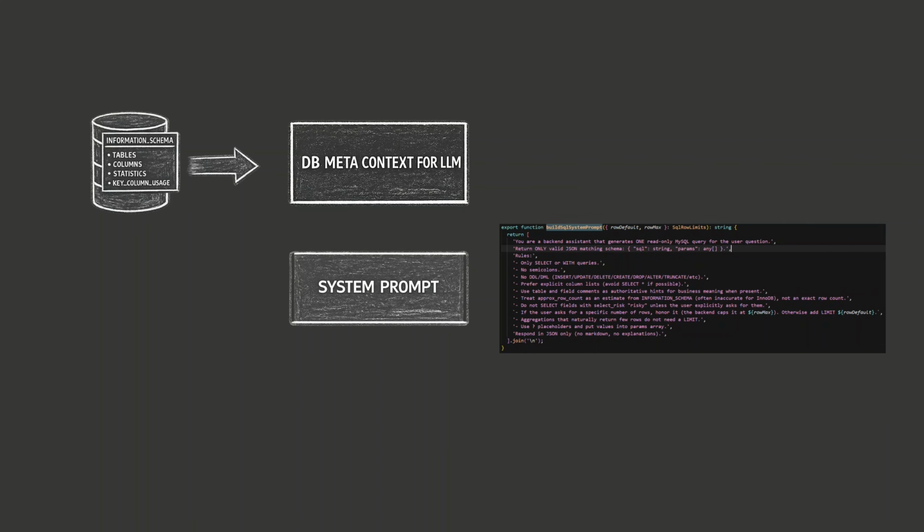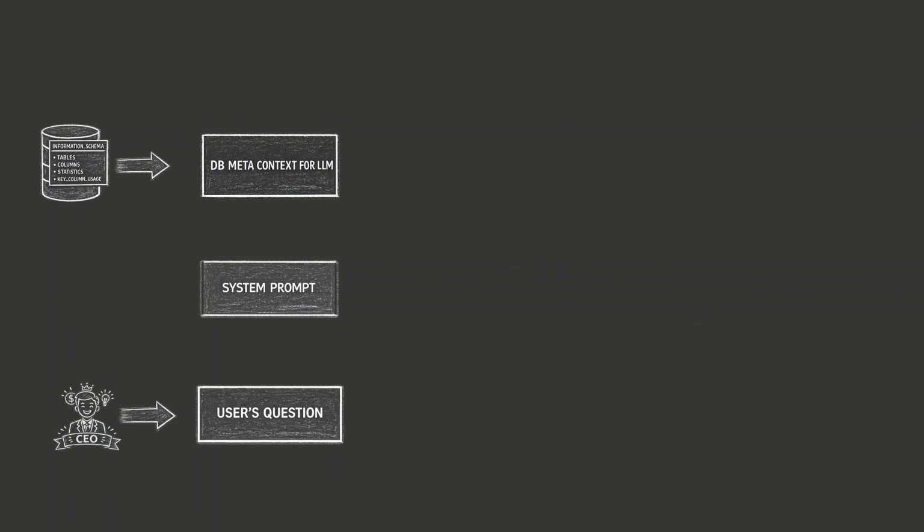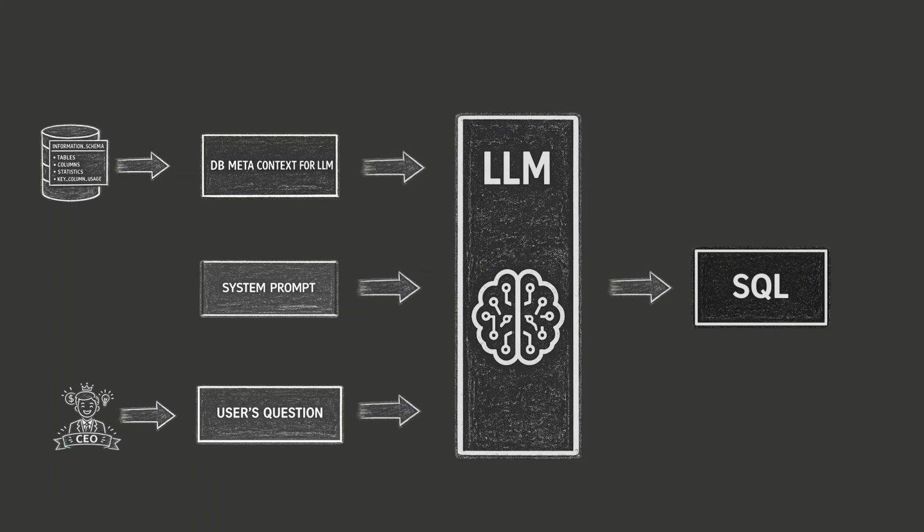It instructs the model to generate only read-only SQL, return structured JSON output, use parameterized queries, avoid risky fields when possible, and respect row limits enforced by the application. Together, the schema snapshot and the system prompt provide both the knowledge and the rules required for reliable SQL generation. The schema snapshot provides the knowledge, while the system prompt provides the rules. At this point, we have everything the model needs: the database schema context and the system prompt. Now we simply add the user's natural language question. We can then send all of this to the LLM and ask it to generate the corresponding SQL query.